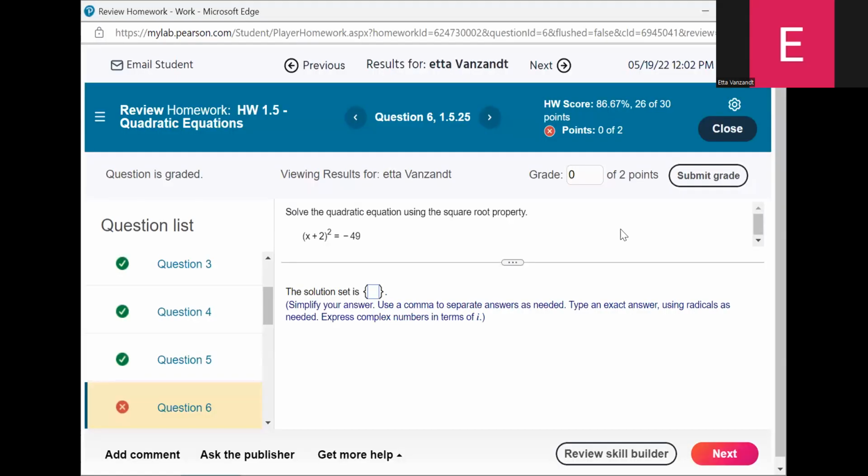Okay, right now you should be seeing question 6 from your homework 1.5. X plus 2 squared is equal to negative 49. I went to that one because it's one of them that was marked wrong. Do you just want to look at the questions that you have marked wrong? Yes. Okay, well, we'll start with this one. X plus 2 in parentheses squared equals negative 49. And I'm going to work it on this whiteboard here, so it's just like I'm sitting in a classroom.